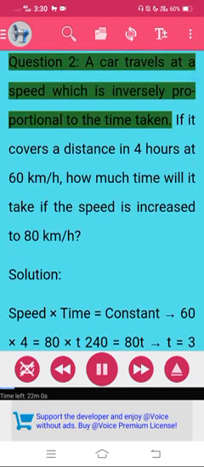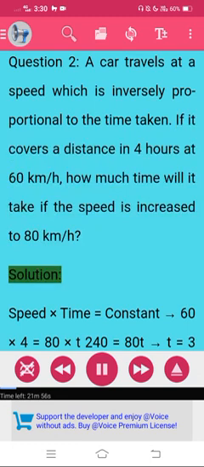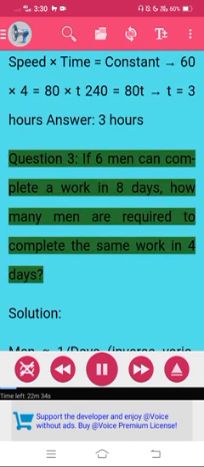Question 2. A car travels at a speed which is inversely proportional to the time taken. If it covers a distance in 4 hours at 60 km per hour, how much time will it take if the speed is increased to 80 km per hour? Solution. Speed times time equals constant, so 60 times 4 equals 80 times t, 240 equals 80t, so t equals 3 hours. Answer, 3 hours.